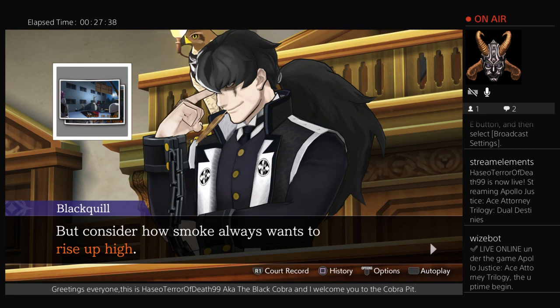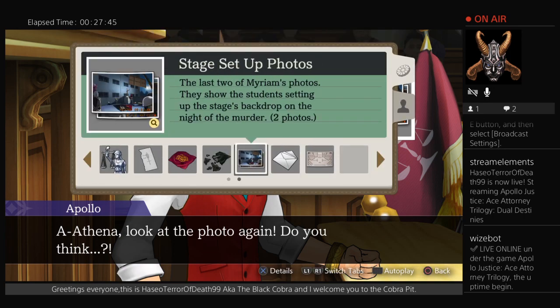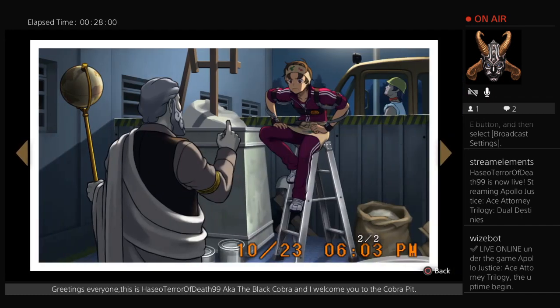Consider how smoke always wants to rise up high. Let's take a look, shall we? The window. Take a look at the timestamp, everyone. There were some people right near the stage as well, including Miss Newman and Professor Means. They were still working on this stage at that time. If you take a look at the timestamp.